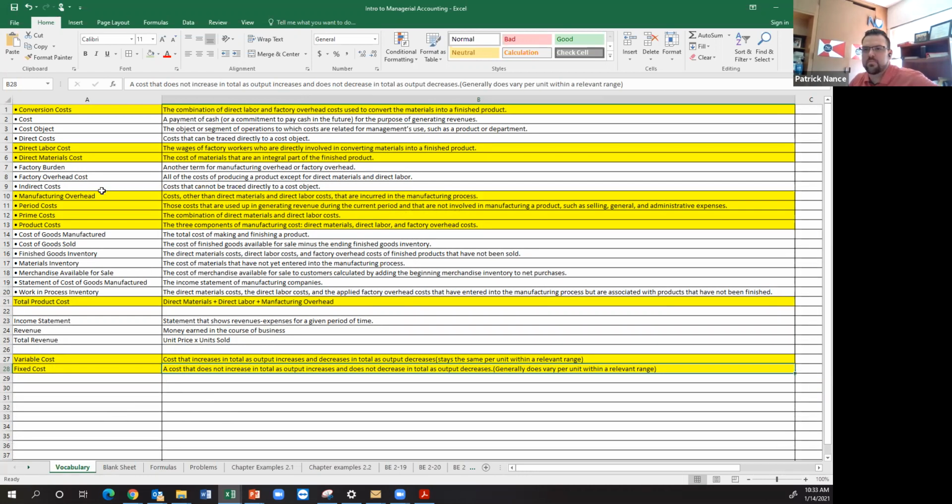Now, moving on to product cost. Product cost is the three components of manufacturing cost, and we'll be using this over and over and over again this entire class, so make sure you know this well. And that is direct materials, direct labor, and factory overhead. Direct materials, kind of exactly like it sounds like.